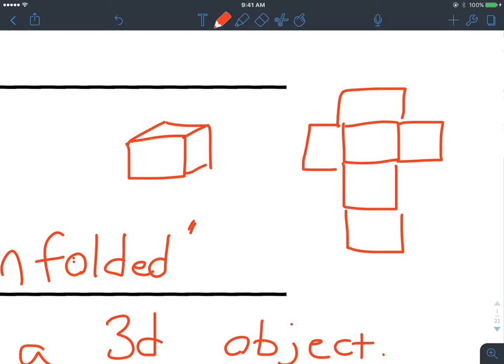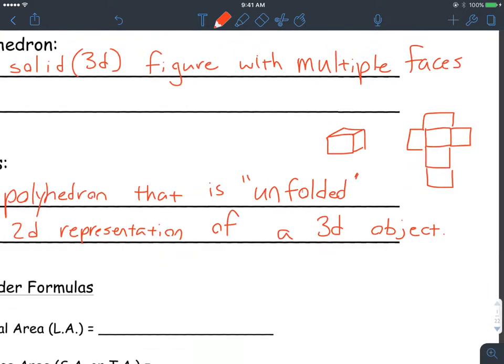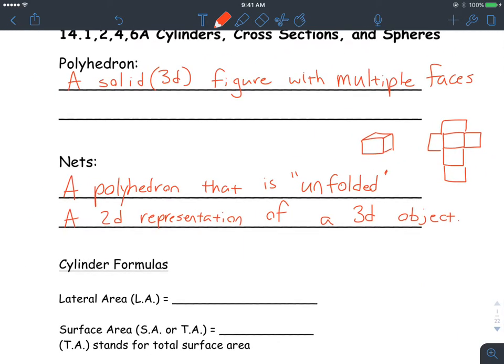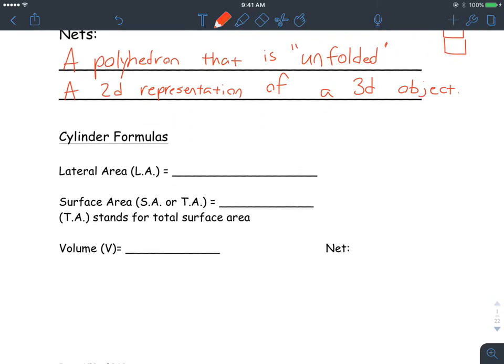And there's not one way to do the nets for all of the different shapes. Sometimes there are variations of them. You just want to make sure that it would fold back up into the shape that you're dealing with, with no overlapping sides. Okay, so today is more about the cylinders, and then we'll probably do a little bit of the spheres as well. So first, a couple of formulas right here.